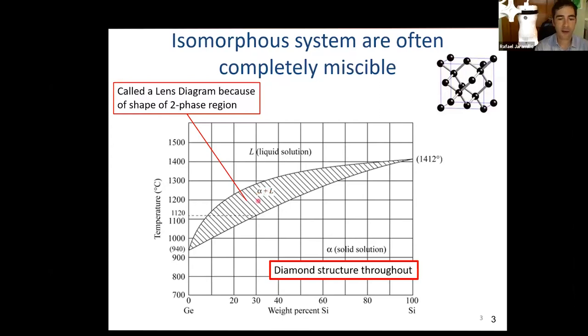To find out what compositions those phases have, you use the lever rule, and you apply the concept of tie lines. So we have a liquid solution at this composition. It's about 16 weight percent. And a solid solution at this composition, it's about 45%. So it's a two-phase system with a germanium-rich liquid and a silicon-richer solid.